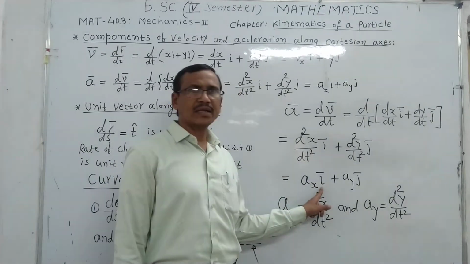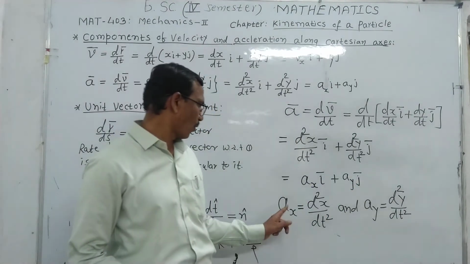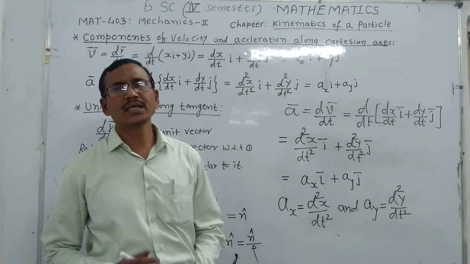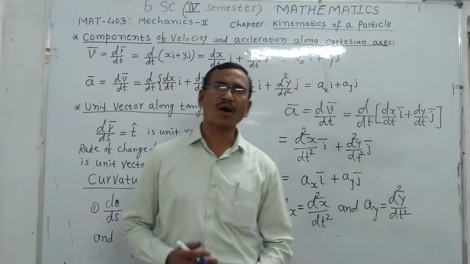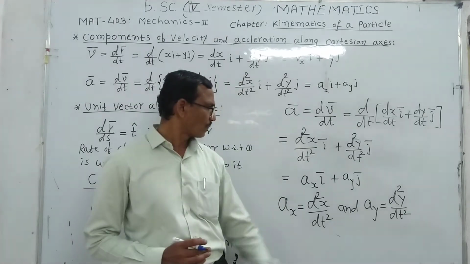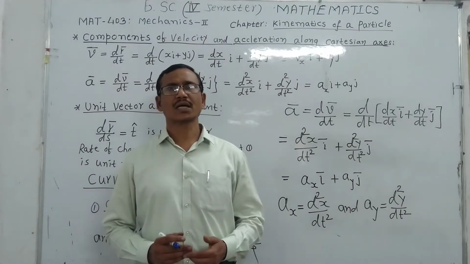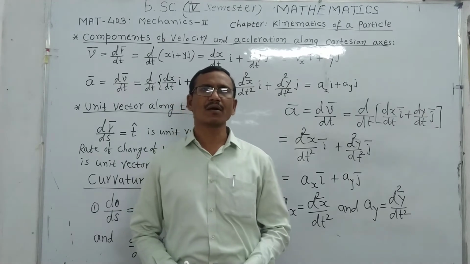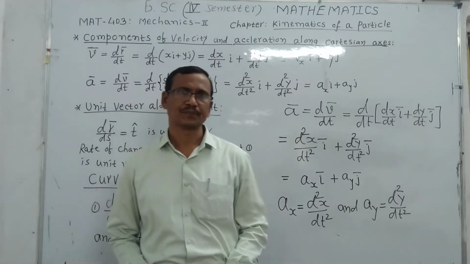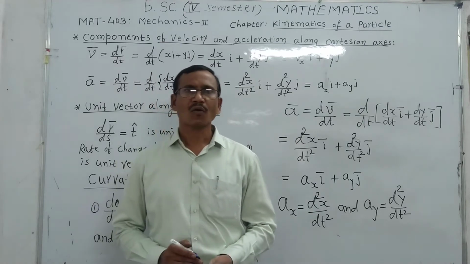As i bar is a unit vector along x axis, j bar is a unit vector along y axis, and therefore ax equals d2x by dt square is a component of acceleration along x axis or any line which is parallel to the x axis, and ay equals d2y by dt square is a component of acceleration along y axis or any line which is parallel to the y axis. Okay, this is about component of velocity and acceleration along the rectangular coordinate axis.